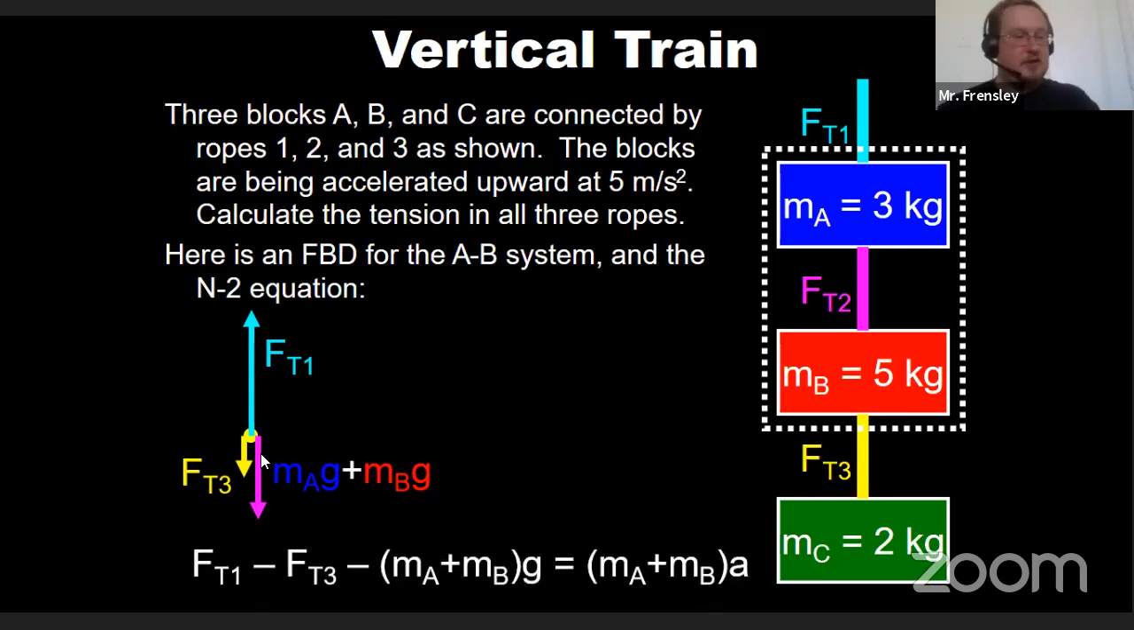Here's my equation. I've got tension 1 supporting blocks A and B, tension 3 pulling down blocks A and B. You have the weight of blocks A and B pulling down, and the total ma of A and B, but this still has 2 unknowns. The 2 unknowns are tension 1 and tension 3. If you wanted to, you could say, well, you just found out that tension 3 is 30 newtons. Well, yes, you could, and then you could plug that in and get tension 1. But for me, that's too difficult.